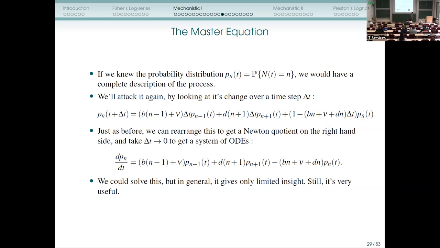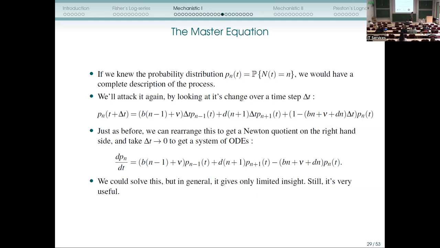So what I want to do is basically consider that either I started off in the state with n minus one individuals, with probability p_{n-1}(t), or I started off in the state with n plus one individuals at time t, or nothing happened in delta t, so I started off in the state with n individuals. The master equation says: how do I get from n minus one? I start in n minus one, and either a birth or a migration happened in that time step of delta t.